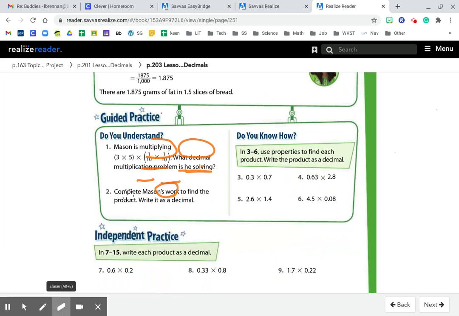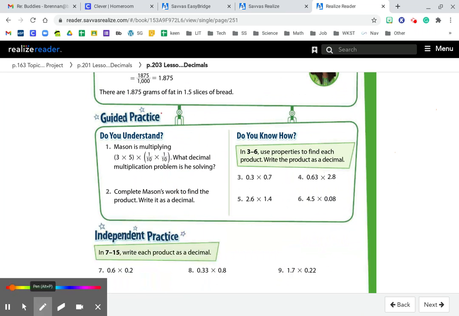Do you understand? Mason is multiplying 3 times 5 times 1/10 times 1/10. What decimal is he solving? So rearranging the problem again, using the associative property, 3 times 1/10 is 3/10, and 5 times 1/10 is 5/10. So we know he's solving 0.3 times 0.5. Complete Mason's work to find the product and write it as a decimal. And we just did that.